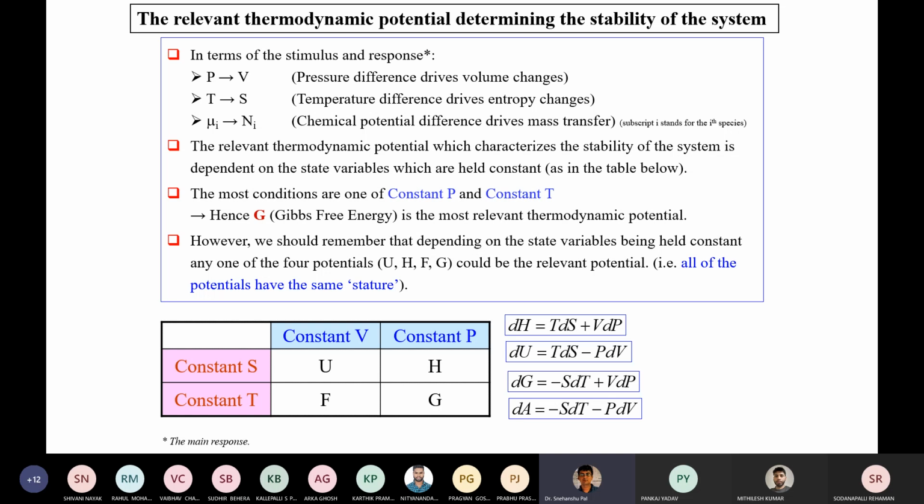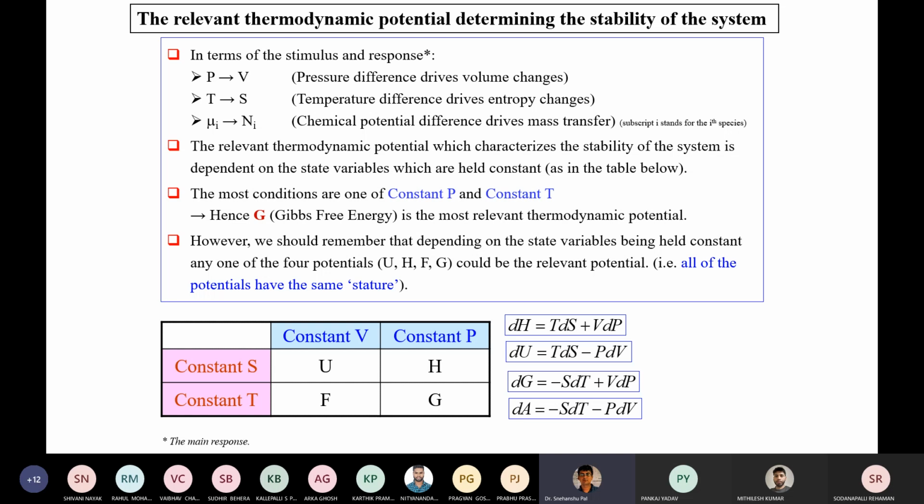The relevant thermodynamic potential which characterizes the stability of the system depends on the state variables that are held constant. At constant entropy and constant volume, internal energy is constant. Then the Helmholtz free energy concept comes into play for constant V. For constant P, the enthalpy as well as the Gibbs free energy concept will come into play. These are relationships we have already come across in previous lectures. The most common conditions are constant P and constant T, so G, the Gibbs free energy, is the most relevant thermodynamic potential.